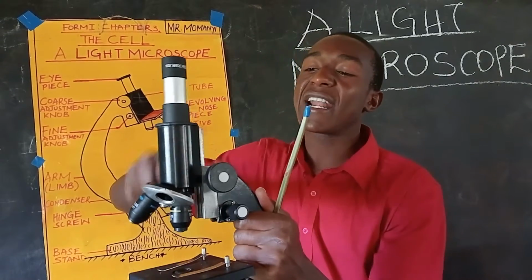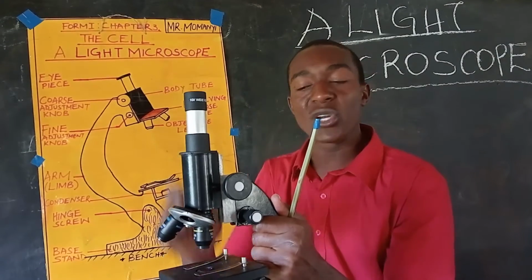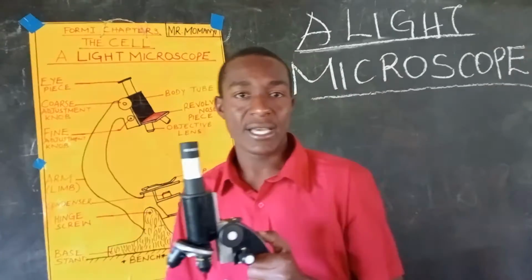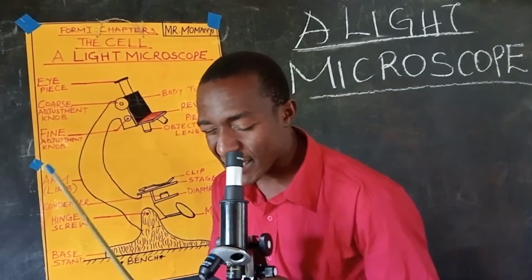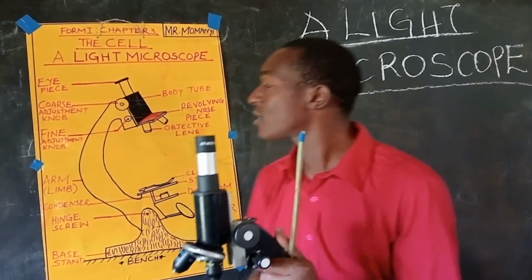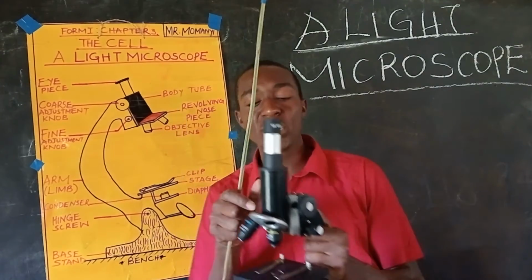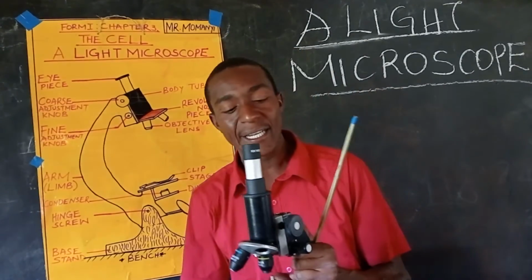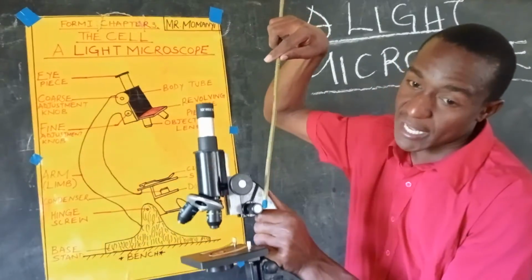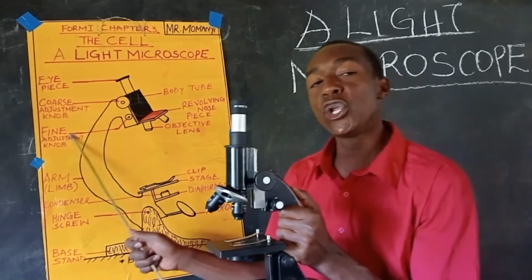Raising, you see, and lowering the body tube a longer distance. You can go far, like look at that. You can also go very far downwards. So raising and lowering the body tube a longer distance to bring the image into rough focus. The moment you're able to focus the image, that is okay. Rough focus. That is the work of the coarse adjustment knob. The smaller one here, this smaller one here, is the fine adjustment knob.